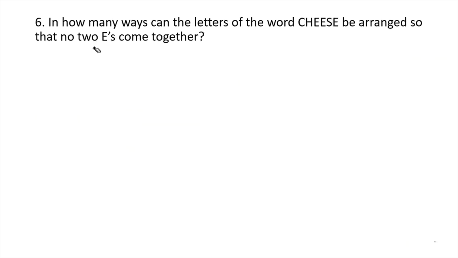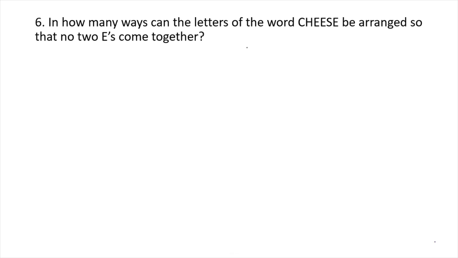Next we have a small problem. In how many ways can the letters of the word cheese be arranged so that no two e's come together? So we have seen these kinds of problems earlier. No two girls come together means what we do is we arrange boys first. After that we arrange the girls. So here no two e's come together. So what we have to do is first arrange the remaining letters and then arrange e's. So first let us write down the letters of the word cheese.